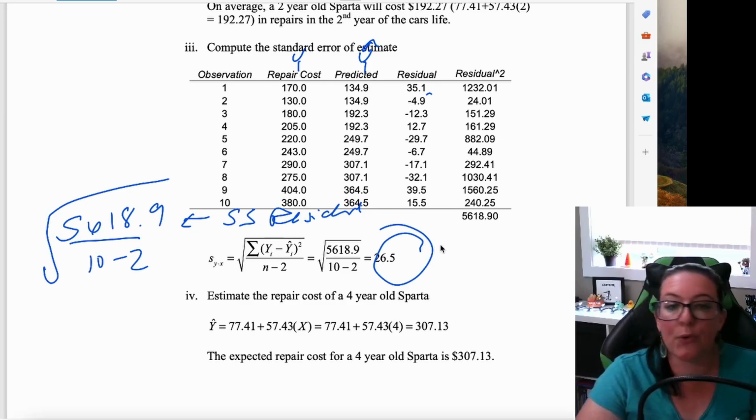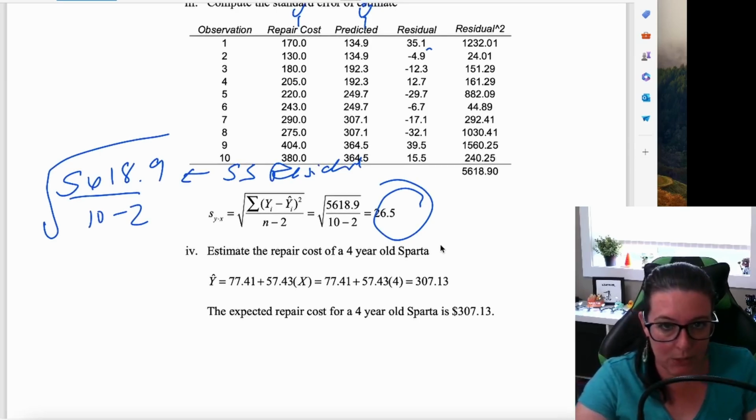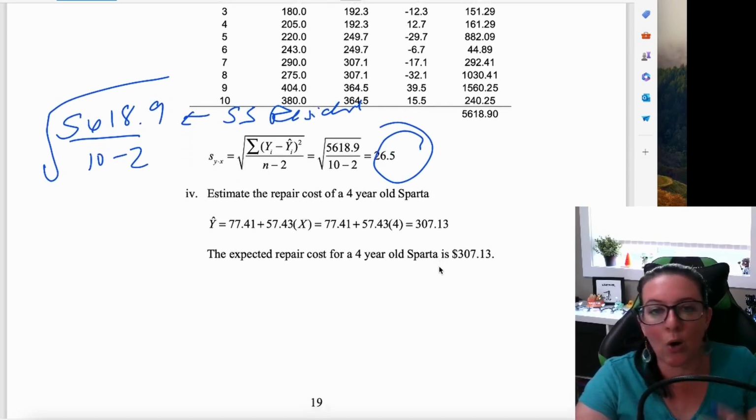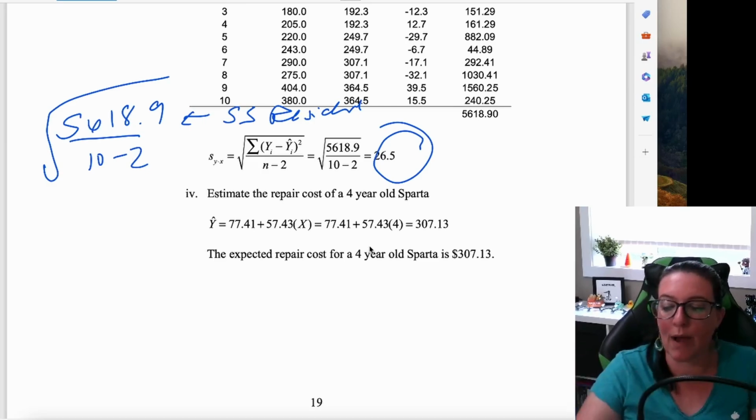Well, why go through all of this work? What are we trying to do with this? Ultimately, because the standard error of the estimate can be treated like a sampling distribution, we can create a confidence interval around a particular year to get the cost, not just a point estimate, but a range.